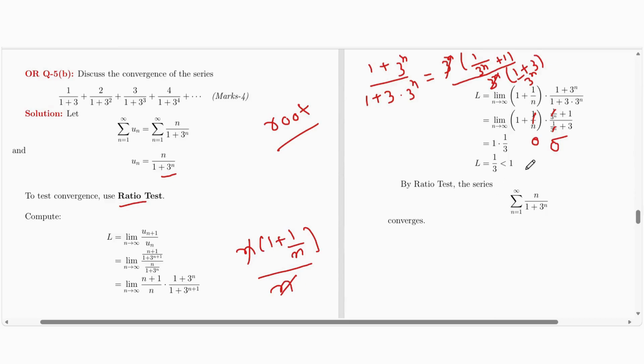So from the ratio test, what is the conclusion? If L is less than 1, then the series is convergent. If L is greater than 1, then the series is divergent. And if L is equal to 1, then we cannot draw any conclusion, so this test fails for L equal to 1. Now here L is 1 upon 3, and 1 upon 3 is less than 1. So what do we conclude? From the ratio test, we conclude that the given series converges.